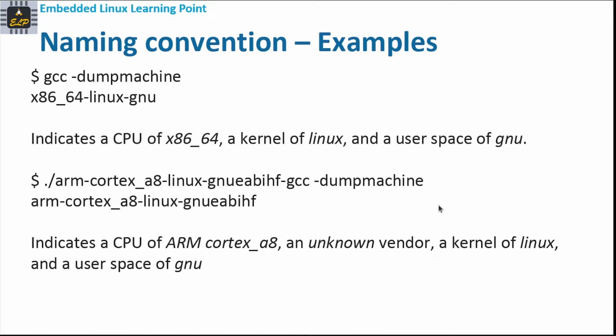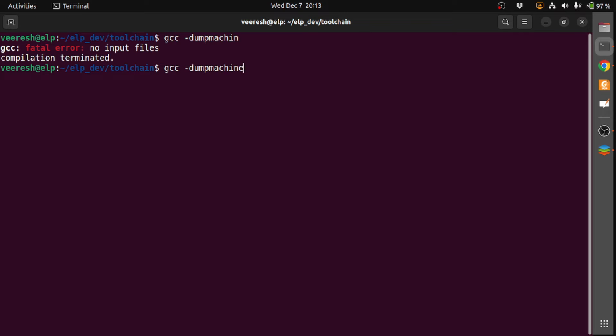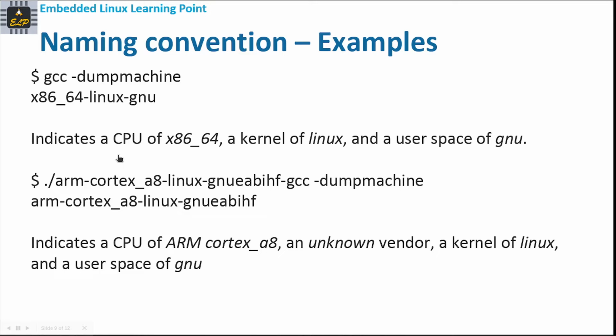If you want to see the exact naming convention that's used in your GCC, we can run gcc -dumpmachine. It will give us x86_64-linux-gnu. So that means the CPU is of x86-64 architecture, the kernel is Linux and the user space is GNU.